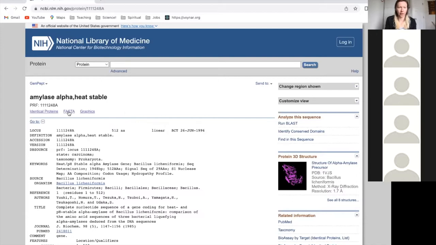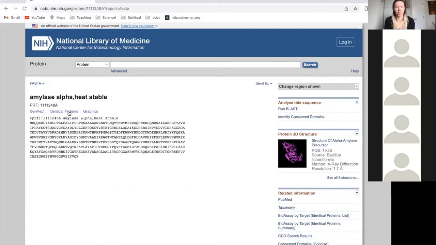So this FASTA link takes you to the layout of the amino acids, all 512 of them. And so the first amino acids in this case would be these three letters, M, K, and Q. You don't need to know which amino acids those letters stand for. You just need to know how to find the sequence.